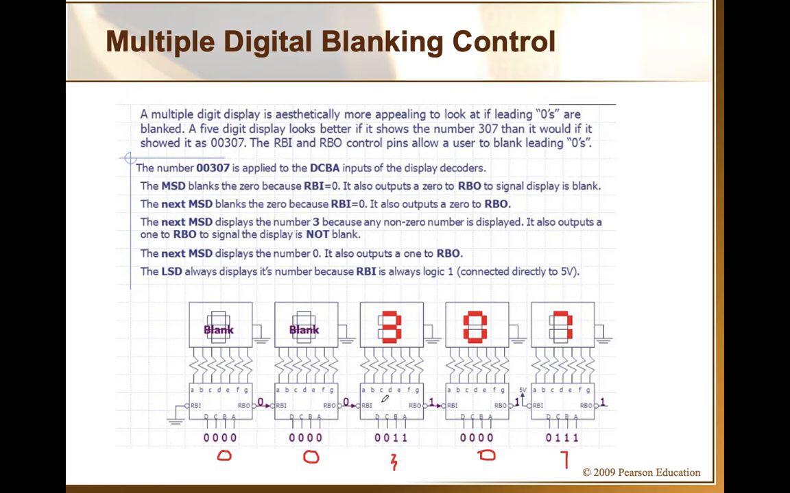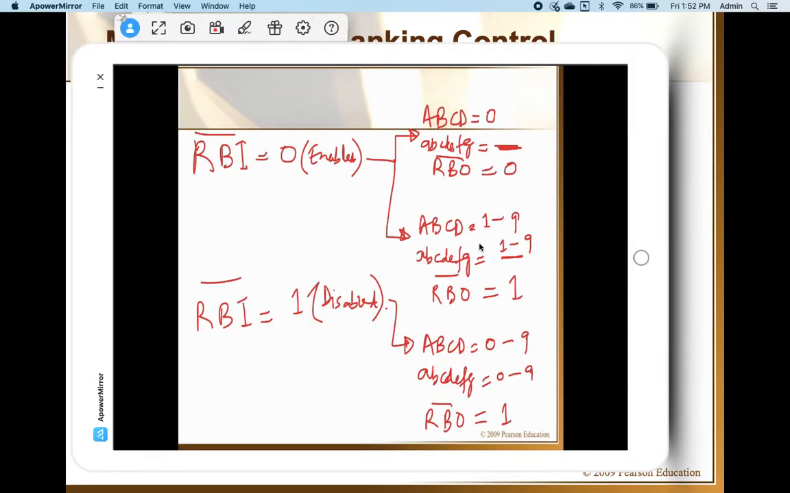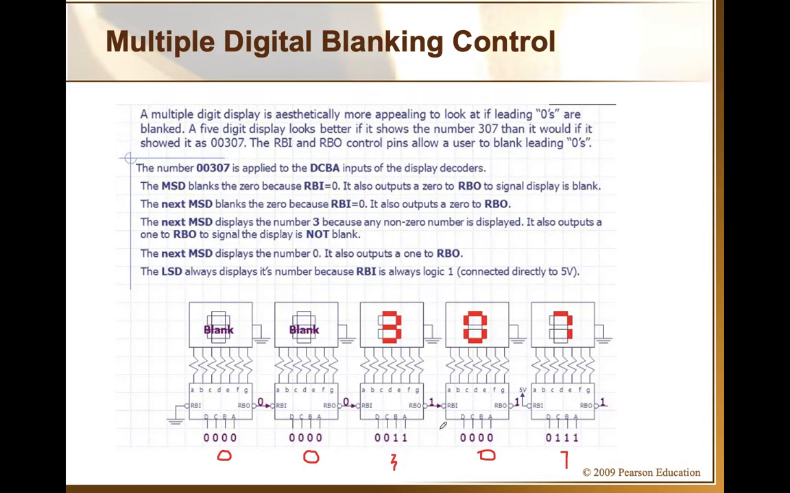Again, this RBO will be fed into the next RBI. It will be connected with the next RBI. Now, here RBI is enabled, but the input is a number 3. It's not 0. So what happens? It will be displayed, as I told you here. It is enabled, but there is some input value. It will be displayed and RBO will become 1. RBO, as you can see here, becomes 1.